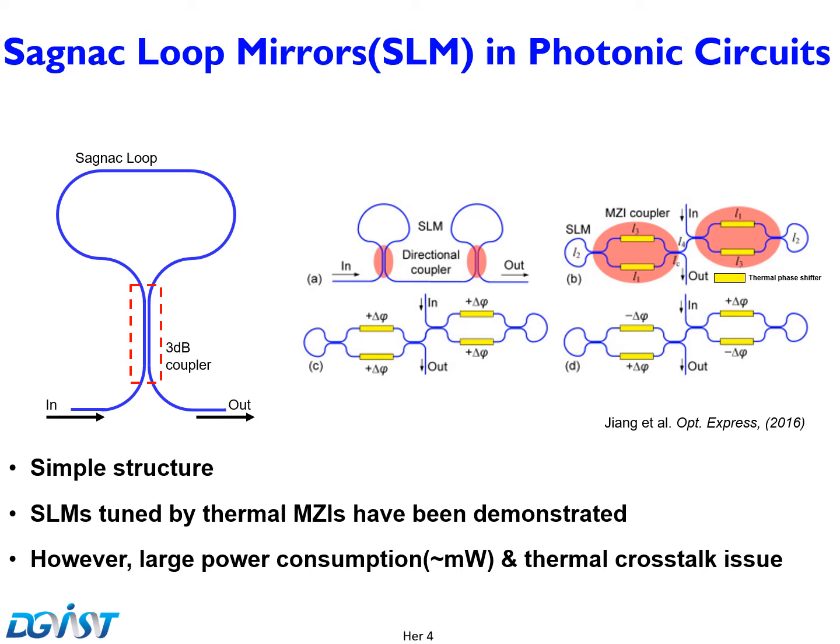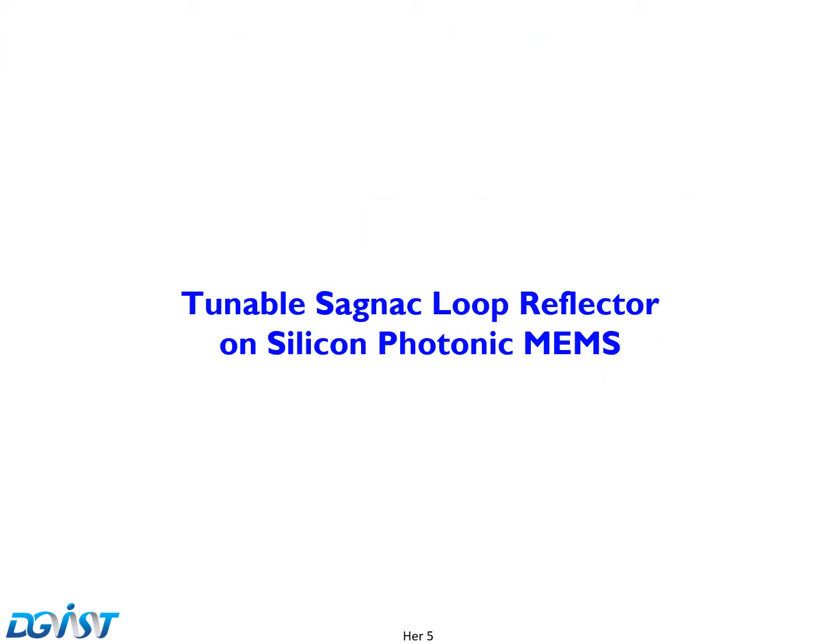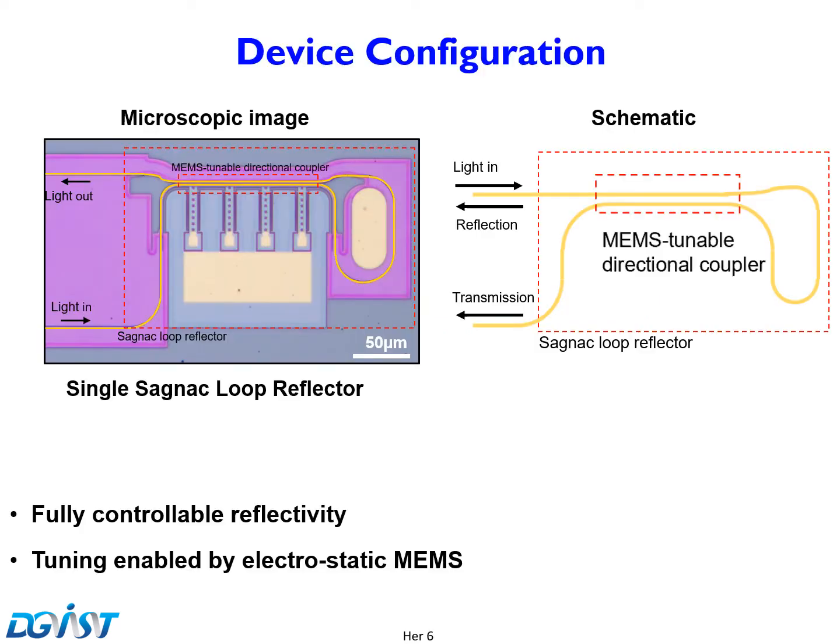A tunable Sagnac loop mirror has been implemented using a thermally tuned MZI. However, large power consumption on the milliwatt scale is required, and thermal crosstalk that affects laser performance may occur. From here on, I will show you our way to implement a Sagnac loop mirror using MEMS actuators and waveguides. We propose a Sagnac loop reflector that consumes much less power using an electrostatic MEMS actuator, which hardly generates heat.